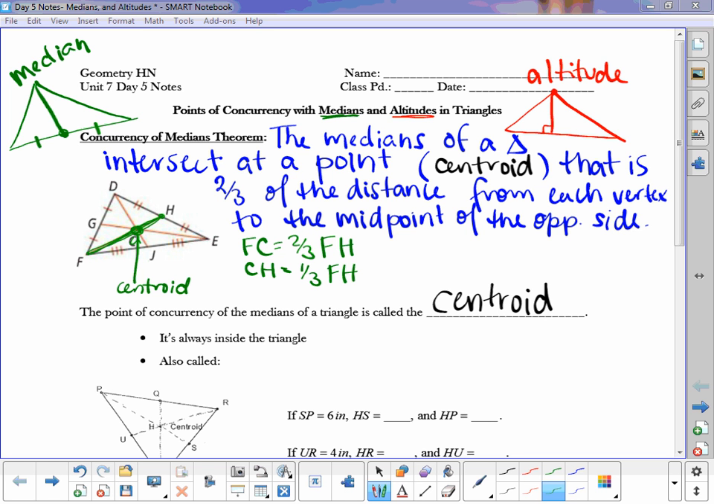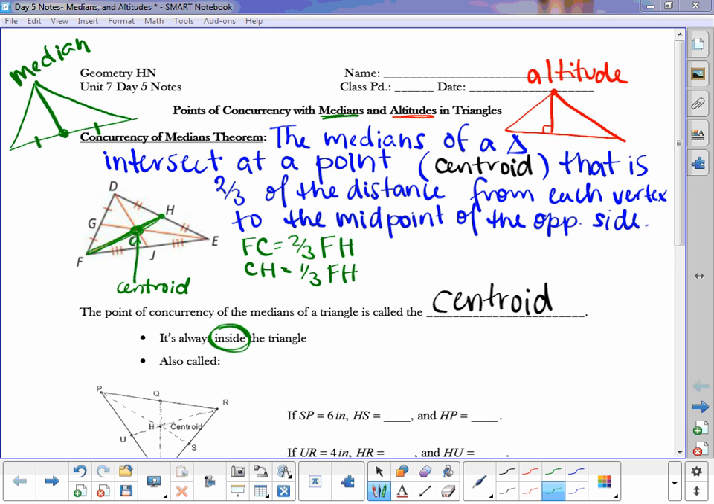Alright, so a couple things about our centroid. It is always inside the triangle. If we stop and think about it, that makes sense because my centroid comes from my medians. My medians always connect the vertex to the midpoint. Well, your midpoint's never going to go outside of your triangle. It will always be inside. So my median is always contained inside my triangle.